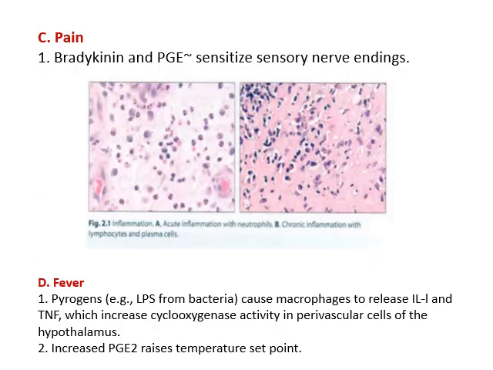Next, we have the pain, one of the signs. Basically, bradykinin and PGE sensitize the sensory nerve endings, and you will feel some pain. And this is figure 2-1. A and B show the inflammation. In A we have acute inflammation with neutrophils arriving, and B the chronic inflammation with lymphocytes and plasma cells.